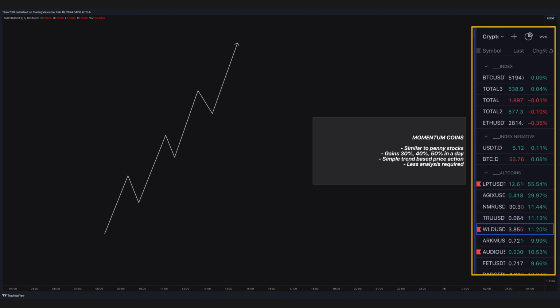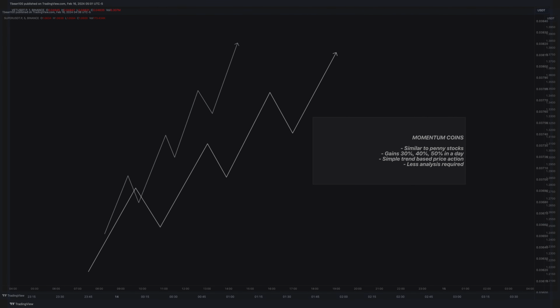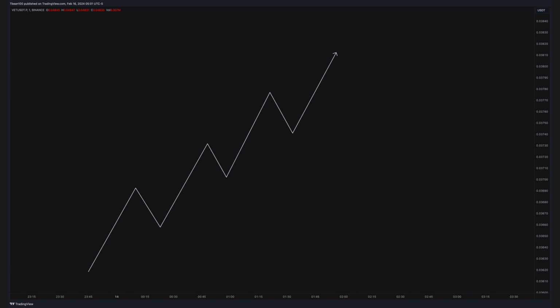First of all, how to find these coins. In your TradingView, you can sort your coin list with the change button up top. As you can see, the top rising coins are already sorted. You can flag these coins and analyze them. But how to trade these?